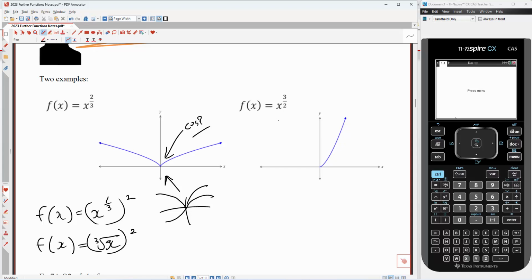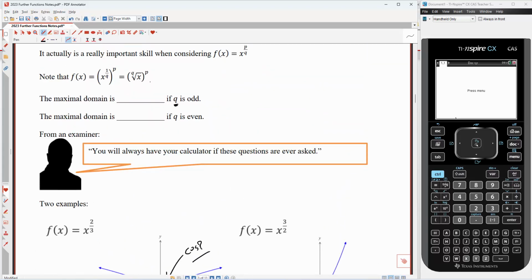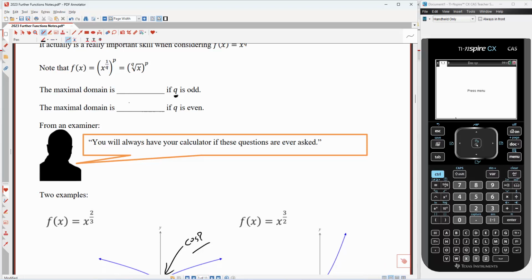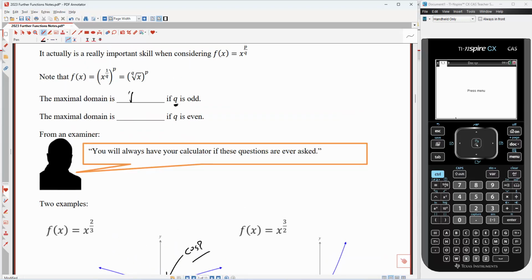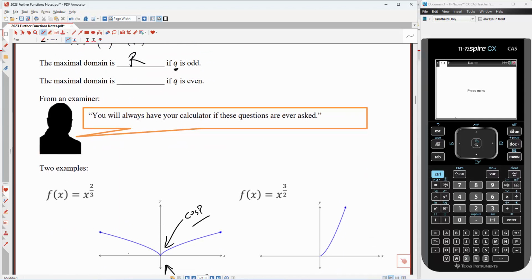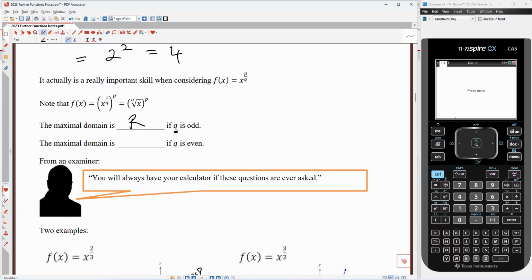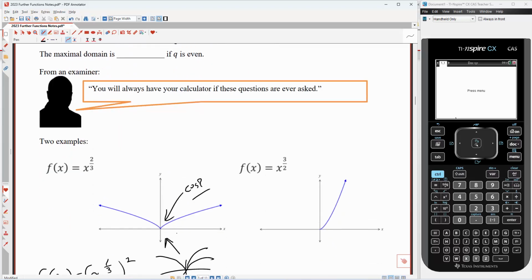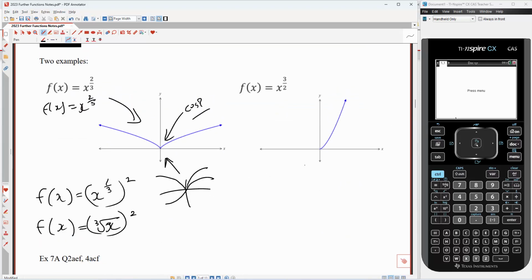All right, this one here, so let's summarize that. If q is odd, the maximal domain will be the set of all real numbers. We can see that this function is defined for all real numbers, no matter what, if q is odd, so if this denominator q is odd, they'll all look roughly like this. If it's f of x equals x to the 2/5, it'll form roughly the same shape.